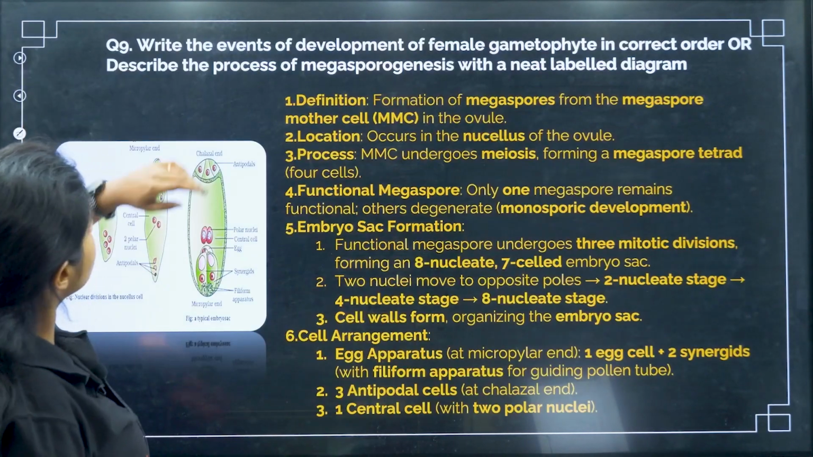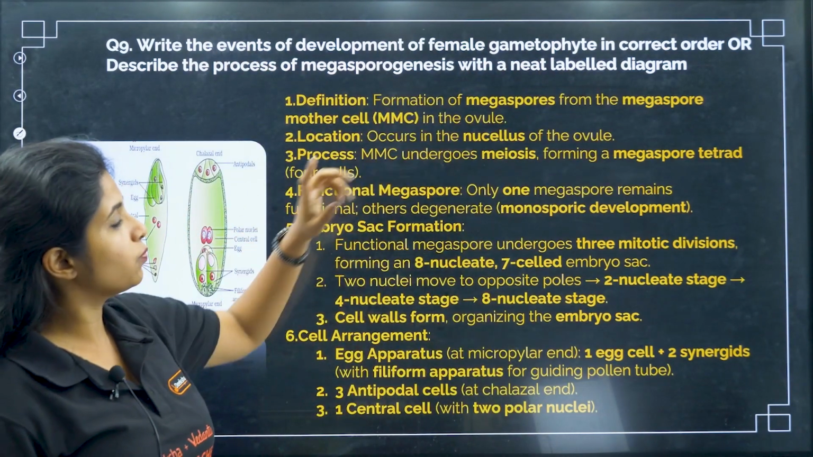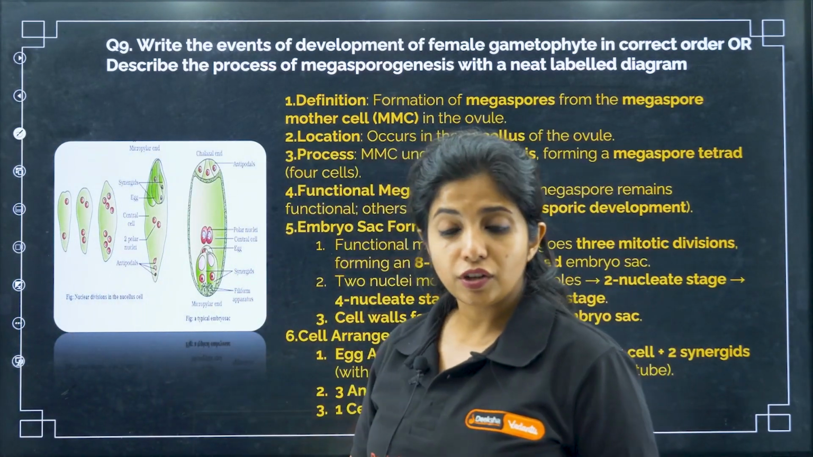Now, going ahead, we have: write the events of development of female gametophyte in order, or describe the process of megasporogenesis with a neat labelled diagram. So, this is the picture. First of all, plus understand.